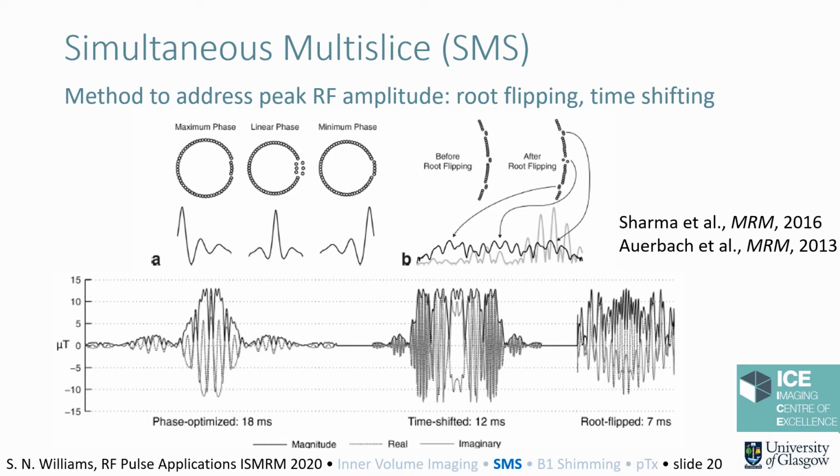In the bottom figure, the root flipping method is compared to optimized phase scheduling, as well as time shifting plus phase scheduling from Orbeck et al. For the same peak RF amplitude, the root flipping approach yields the shortest RF pulse duration.